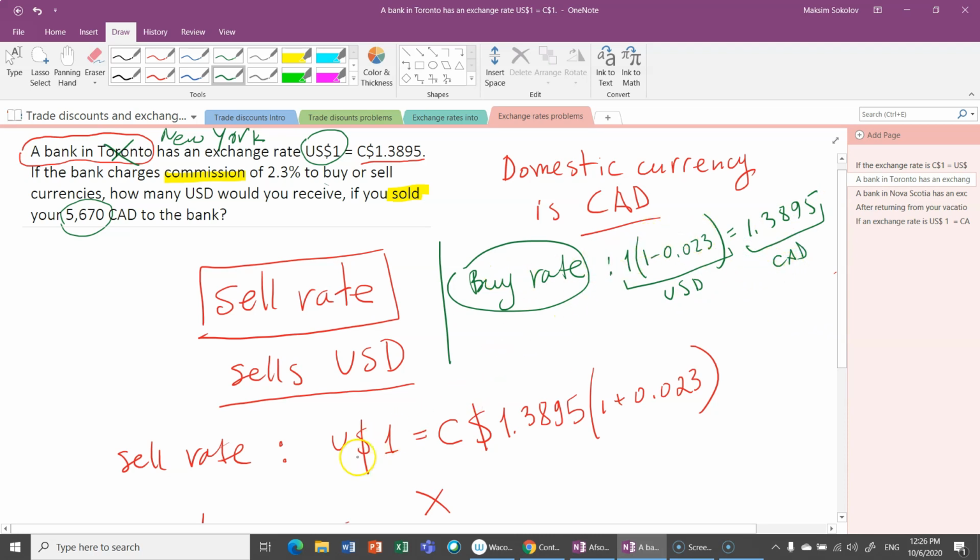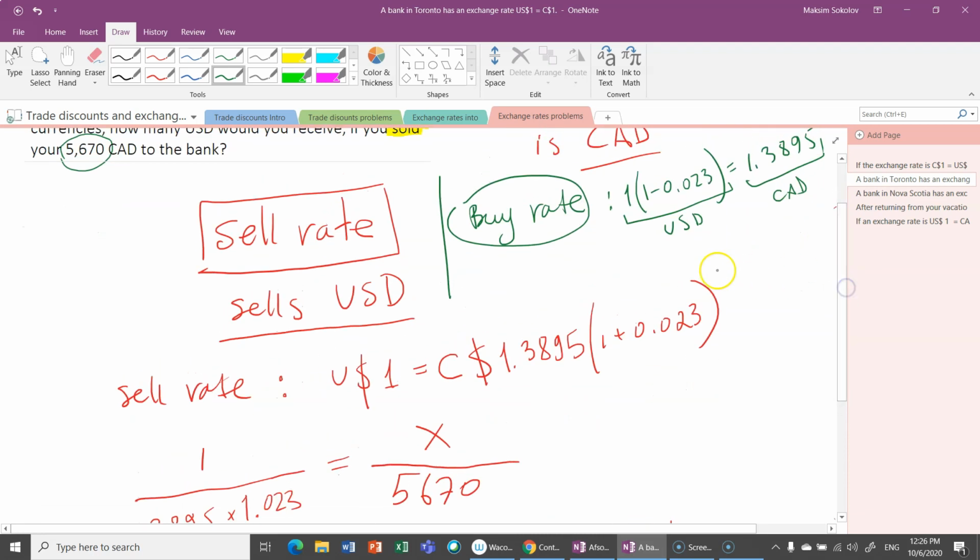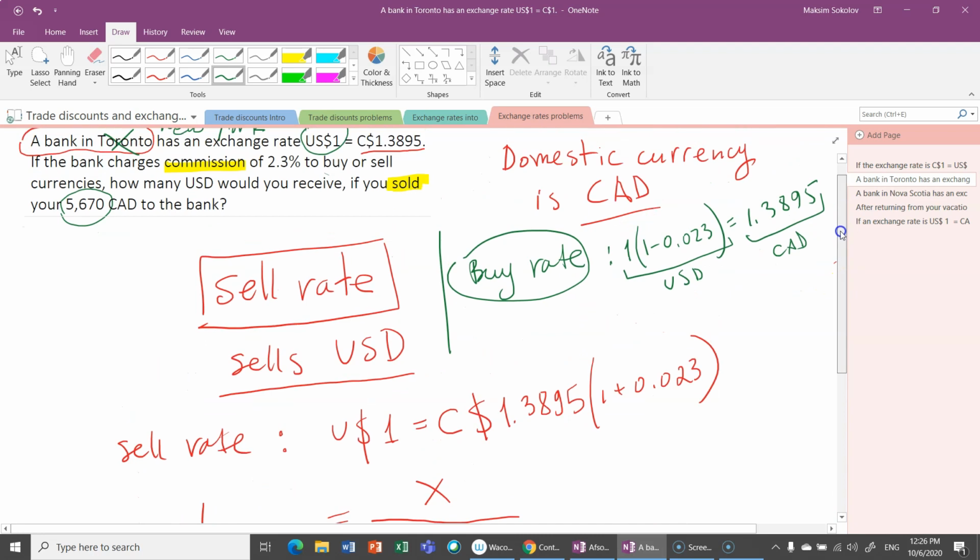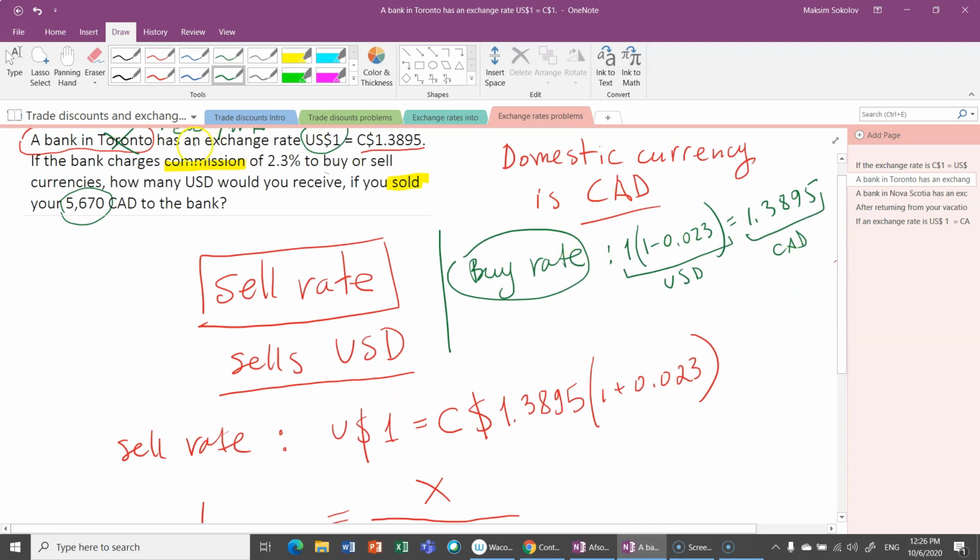And then you would build a similar equation and solve this, and you would see it's a different answer. So in this problem, just keep in mind that simply changing the location of the bank changes the perspective of the bank, and it's not sell rate anymore, it's buy rate. And when you have a buy rate, it's going to be subtracting commission.